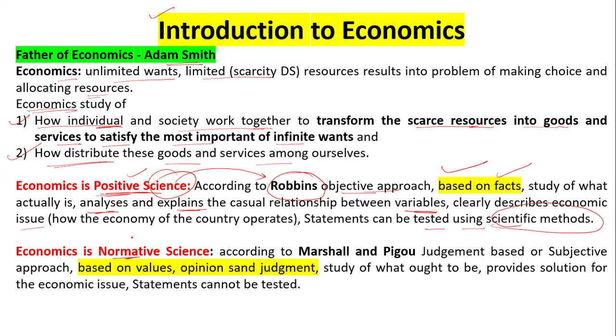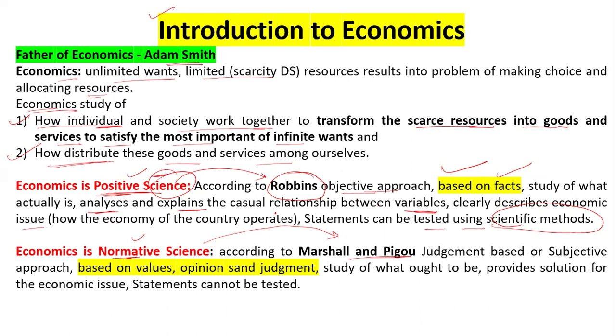Now economics is also a normative science, ma'am. Why is it a normative science? First of all, you have to keep in mind that normative science is given by Marshall and Pigou. Who gave that? Normative science is given by Marshall and Pigou. Positive science is given by Robbins. Okay. Now, what is normative science, ma'am?